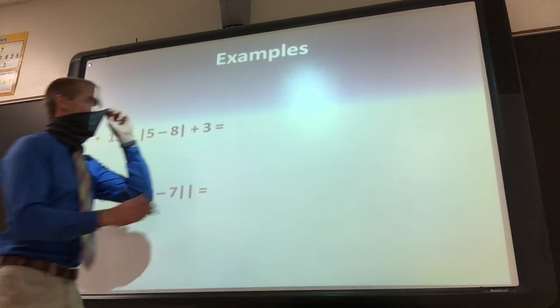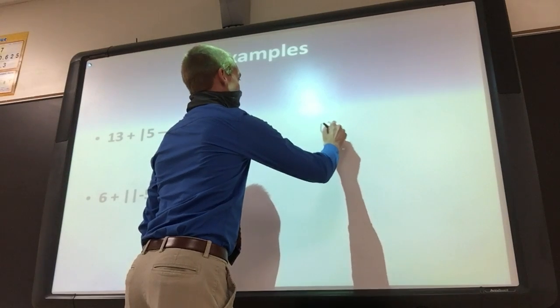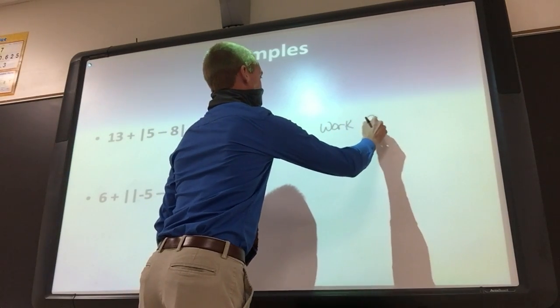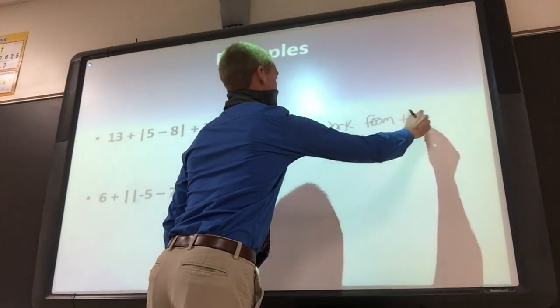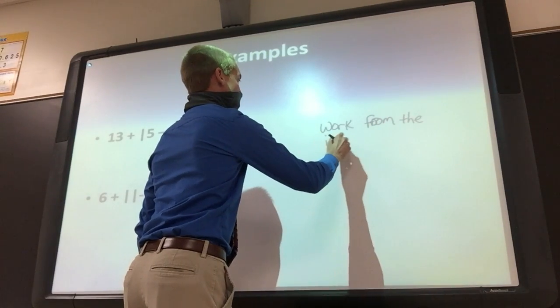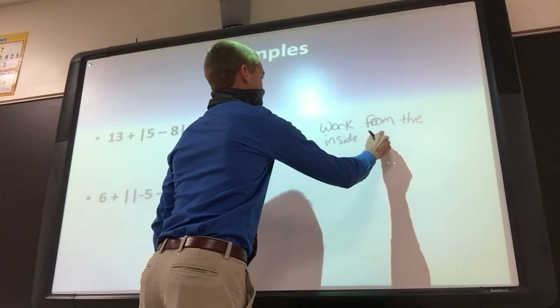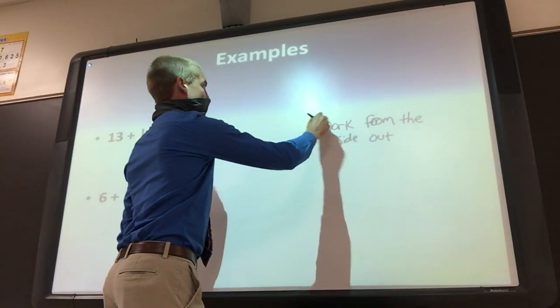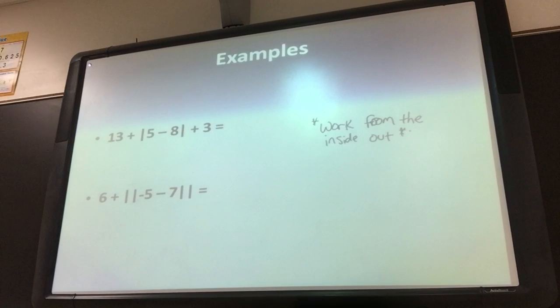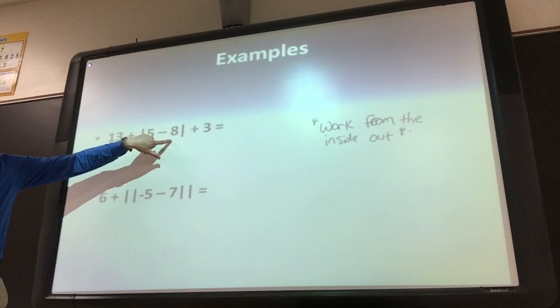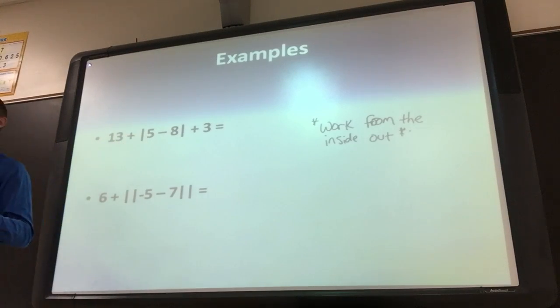So what I'm going to say for this is work from the inside out. Work from the inside out. So first of all, remember it's like parentheses in order of operations. So we have to get rid of these absolute value bars first before we can do anything else.